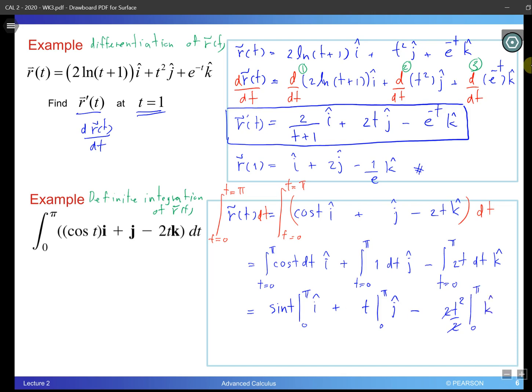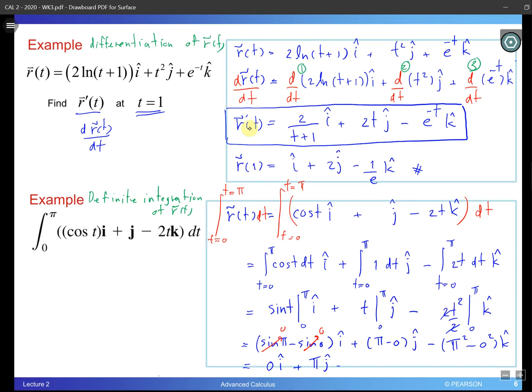Now let's evaluate this. Sine pi minus sine 0, i, plus pi minus 0, j, minus pi squared minus 0 squared, k hat. Alright, here sine pi we get 0, and these two are 0, so we have 0i, plus pi j, minus pi squared k hat.